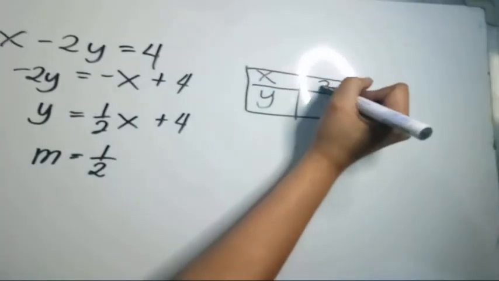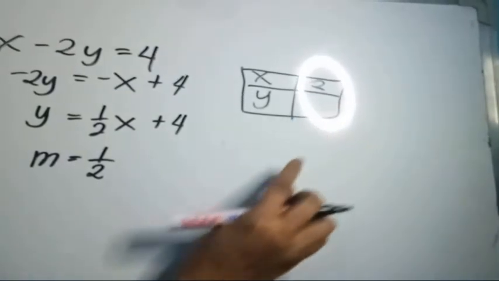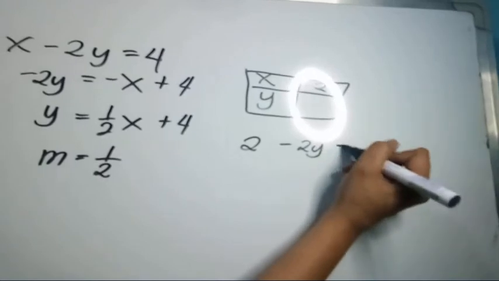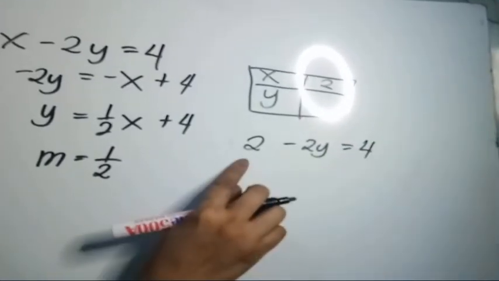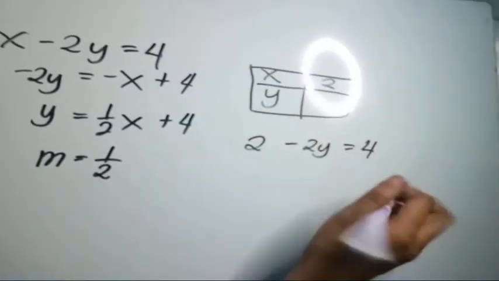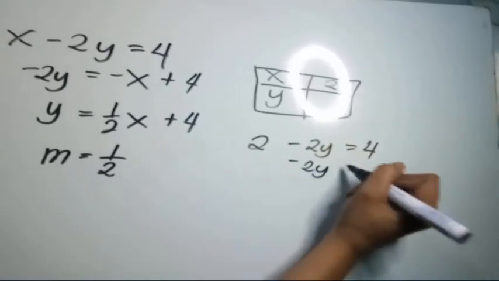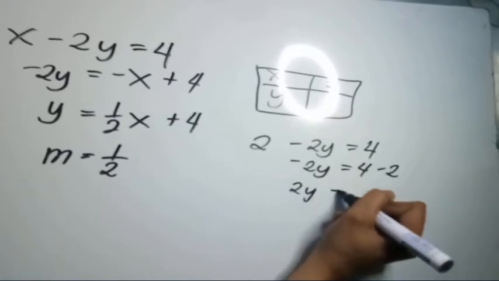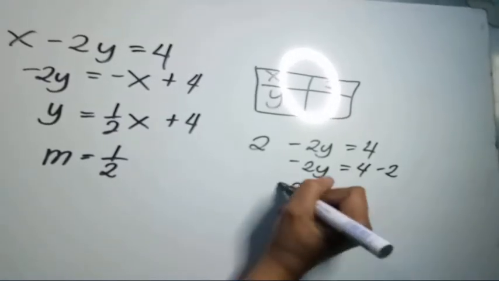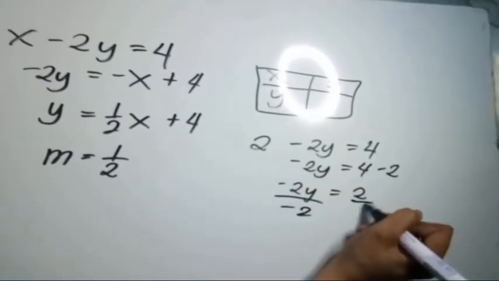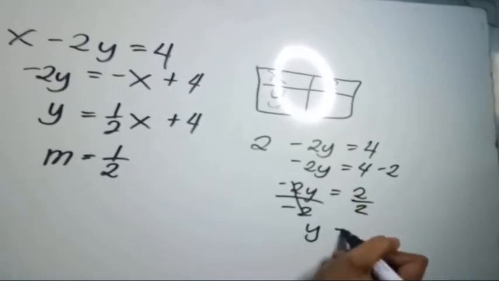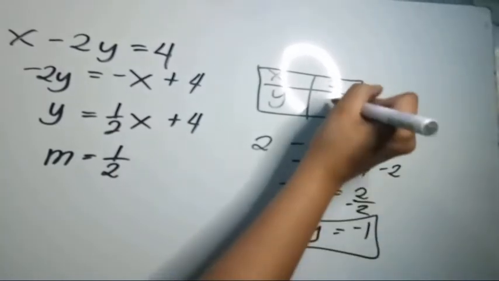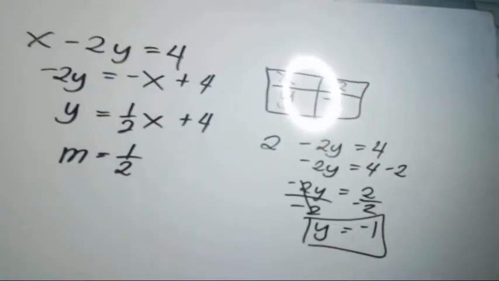So let x be equal to 2. Then we're going to find the value of y. So x is 2, minus 2y is equal to 4. Then transpose the positive 2 to the right side. So we have negative 2y is equal to 4 minus 2. Then negative 2y is equal to positive 2. Divide both sides by negative 2. We have y is equal to negative 1. So we have the point (2, negative 1).